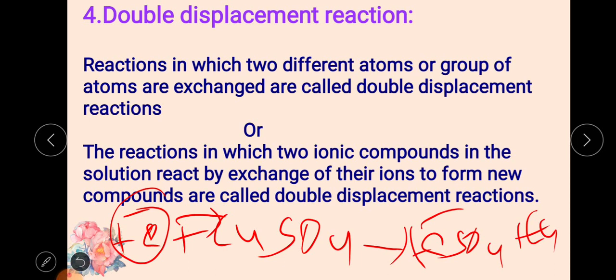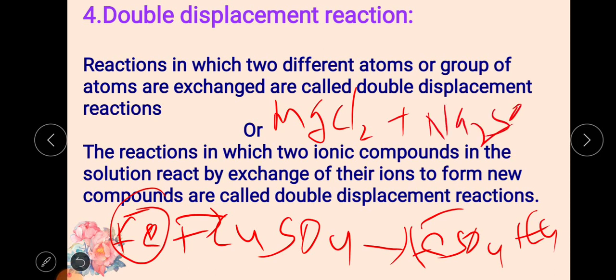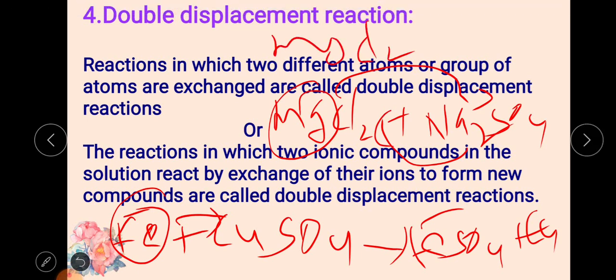But in single displacement reaction, one is an element and one is a compound, whereas in double displacement reaction both are compounds. For example, magnesium chloride, MgCl2, plus sodium sulfate, Na2SO4. When they react, it forms magnesium sulfate, MgSO4, plus sodium chloride, NaCl. These are the products obtained by that method.